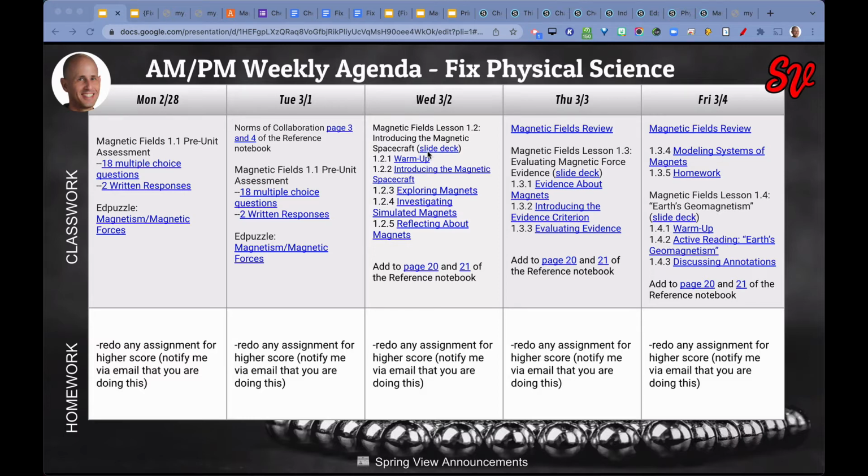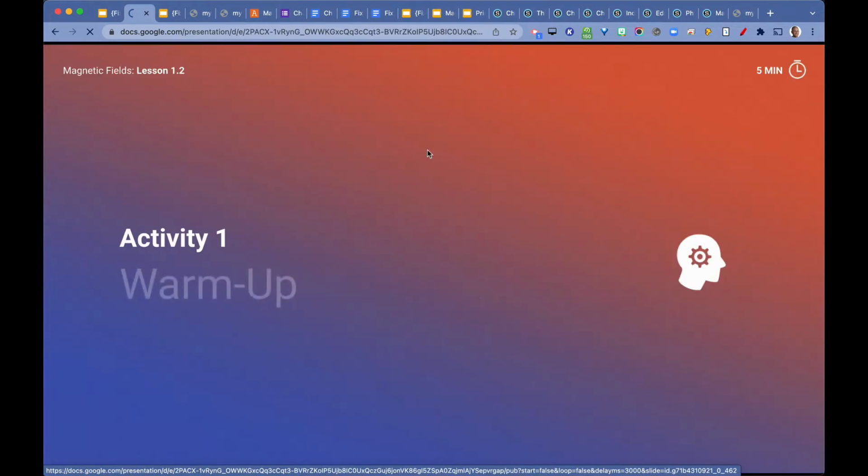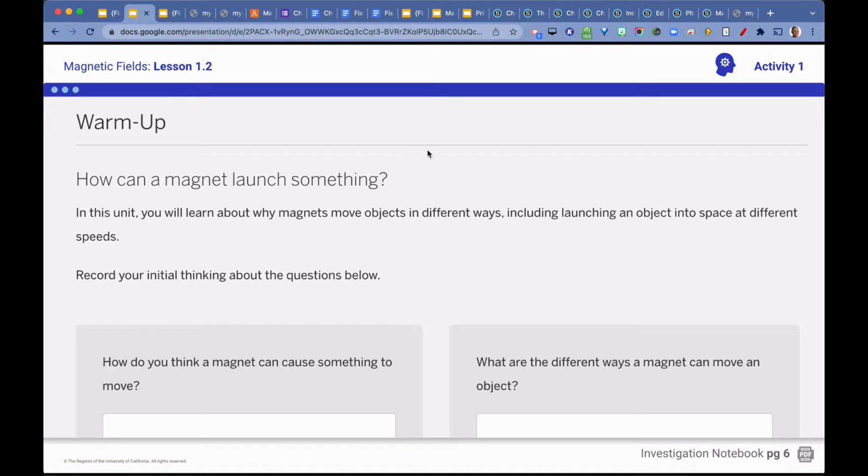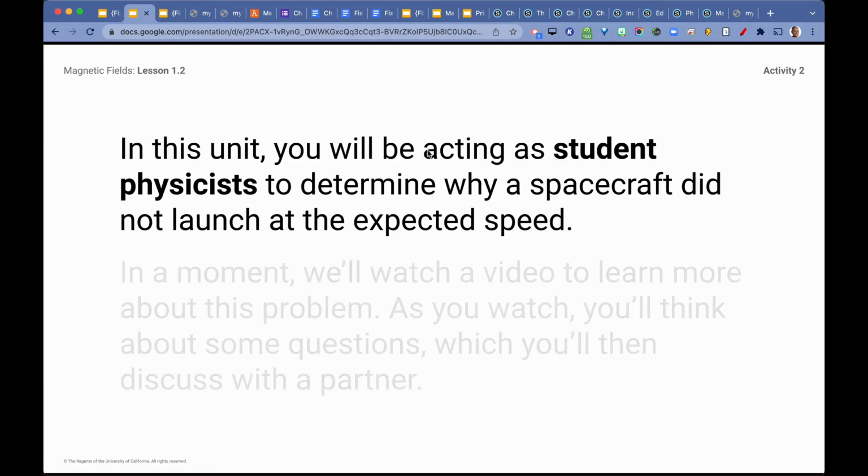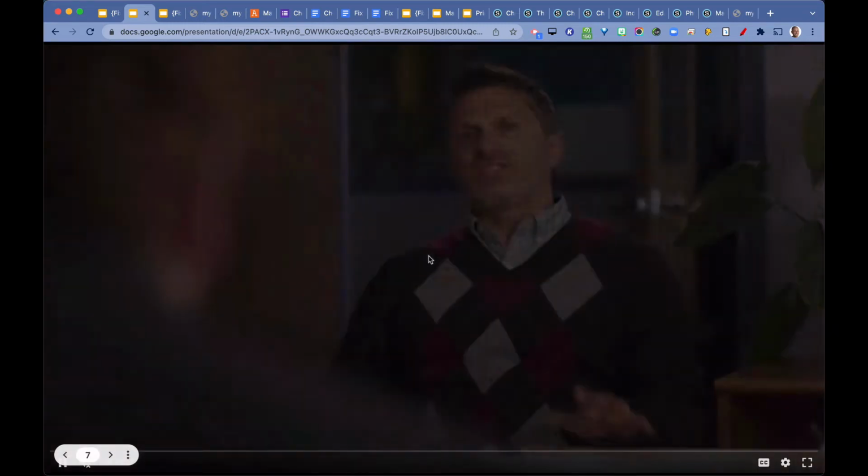Alright, we did lesson 1.2, introducing magnetic spacecraft. The students had a little prompt to think about magnets and how they could maybe cause something to move. And then we got into the problem of the unit, which was all about launching a spacecraft via a magnetic system. So here's a little taste of the video.